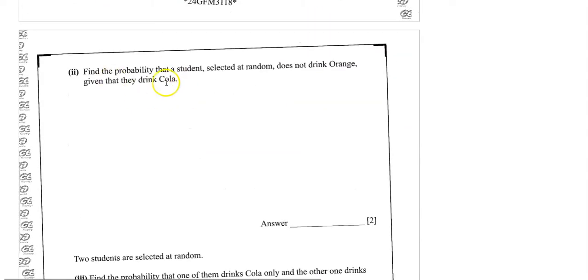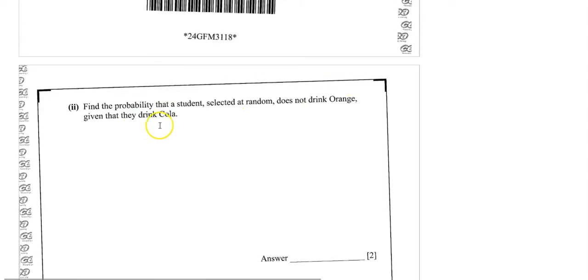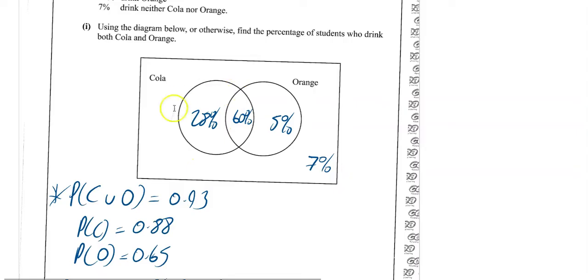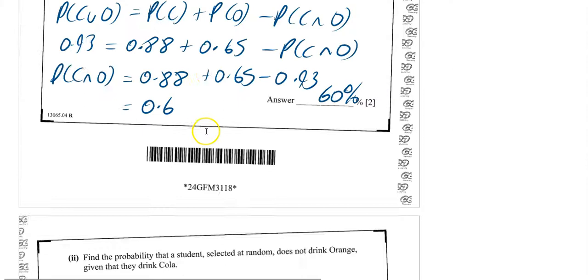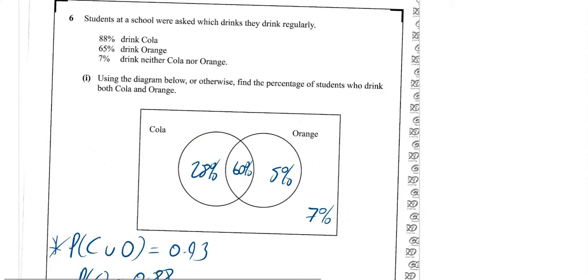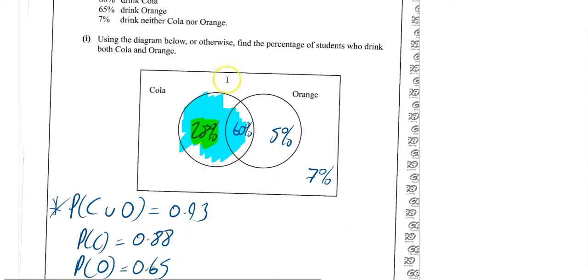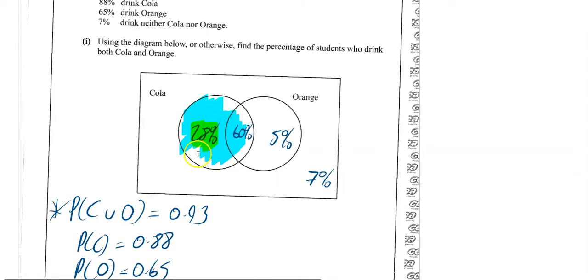Right, let's read the question again. Find the probability that a student selected at random does not drink orange given that they drink cola. So out of the people who drink cola, how many do not drink orange? So we have got just this bit basically we're looking at. I'll just shade this one in. That's what we're looking for in yellow. We're looking for that bit, but out of this whole bit here. So we're looking for the 28 out of the whole circle. So 28 out of 88 is what we're looking for here.